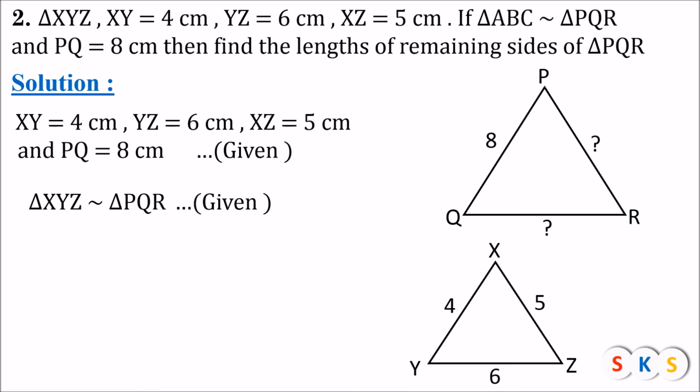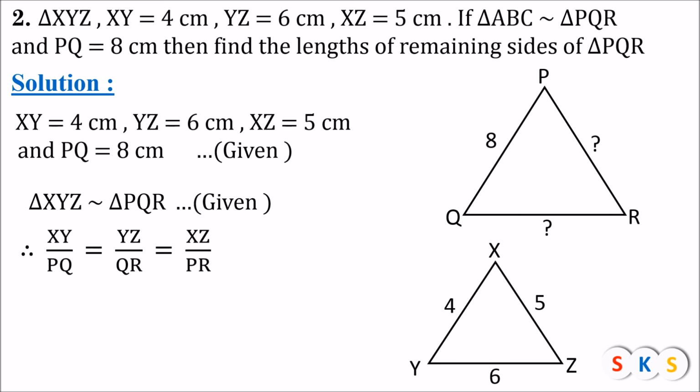What would be equal? The ratio of their corresponding sides will be equal. That is XY upon PQ equals YZ upon QR equals XZ upon PR. Why are these ratios equal? Because of CSCT, because they are corresponding sides of similar triangles.